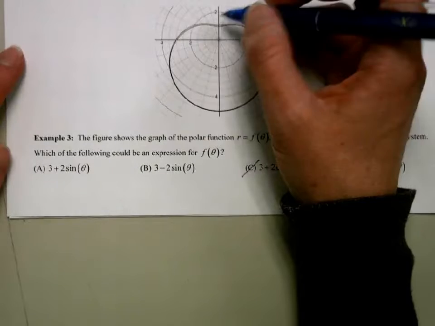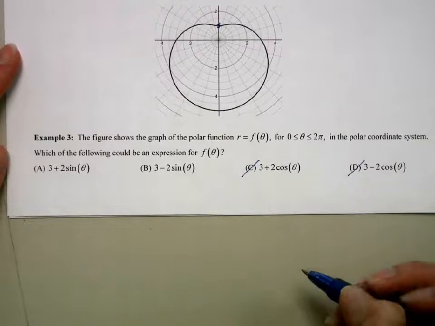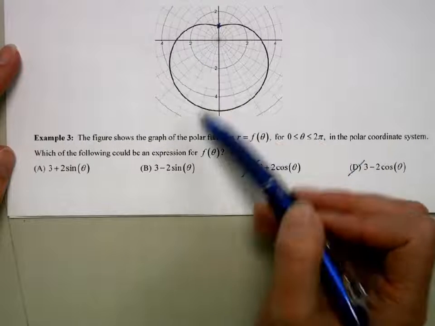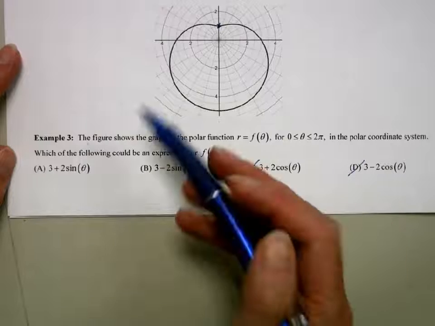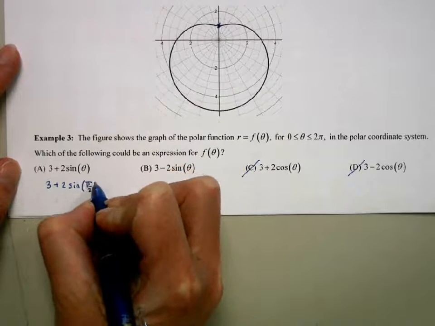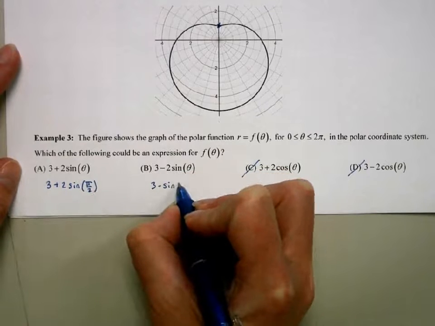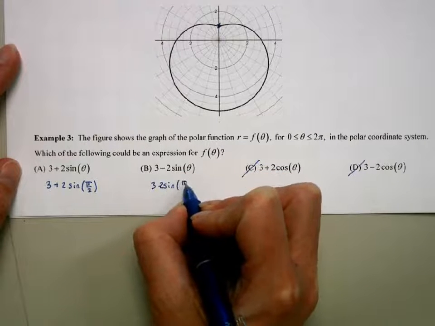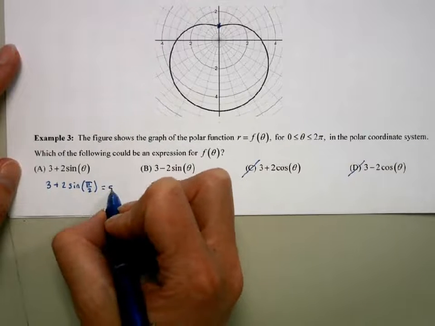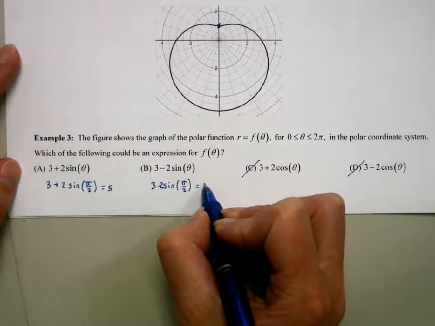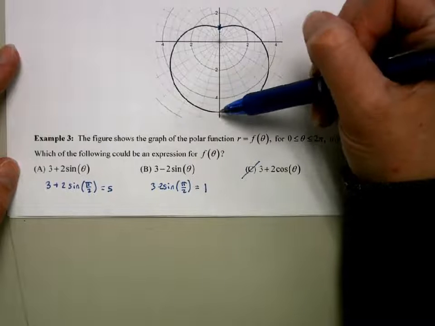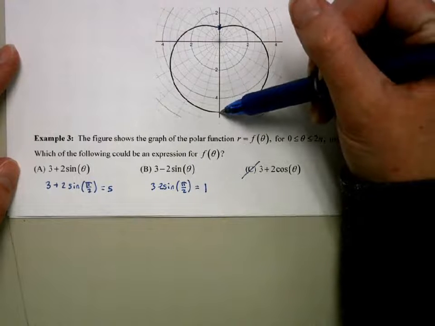Okay, so 0 is not going to be super helpful because we're going to get the same thing, but these ones are going to help. So if I plug in pi over 2 into each of these, sine of pi over 2 is 1. So if I have 3 plus 2, I get 5. Here I have 3 minus 2, which is going to give me 1. Well, on my graph, at pi over 2, we are at 1. If I were to plug in 3 pi over 2, we'd end up getting that 5 value. So B is our option here.